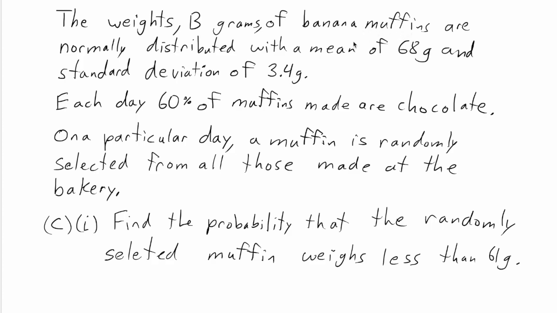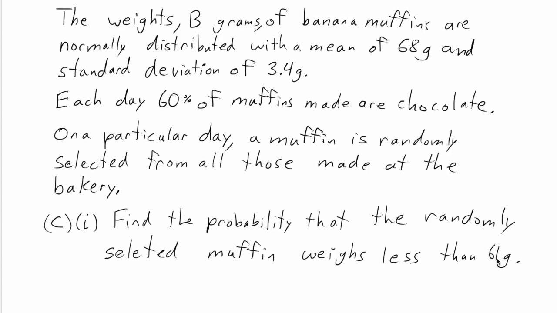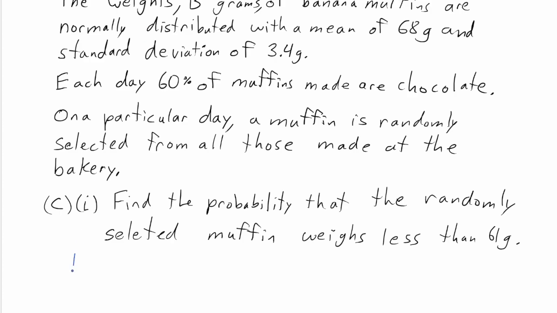We have the bananas now, so the bananas have a mean of 68, standard deviation of 3.4. Each day 60% of the muffins are chocolate, so 40% are bananas. Find the probability that a randomly selected muffin weighs less than 61. So we already have less than 61 for the chocolate. Now we need it for the bananas. So the banana muffins have a normal distribution of 68, and 3.4 is the standard deviation. Probability that a banana muffin is less than 61.